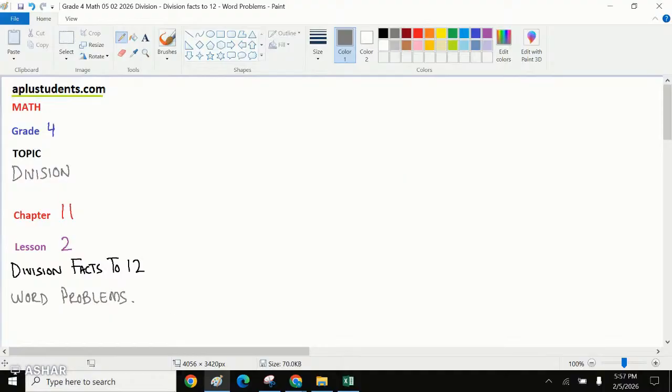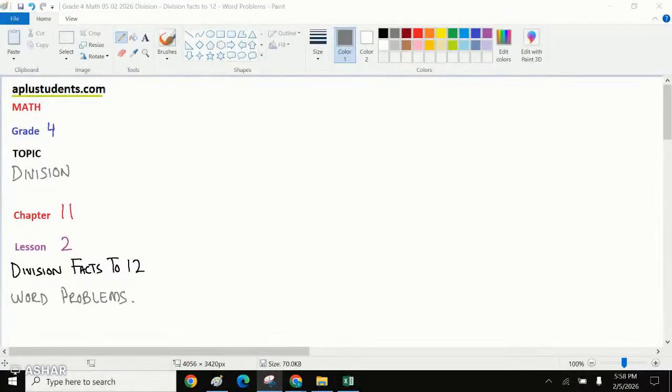So let's go to grade 4. We are in grade 4, chapter number 11, that is division, and lesson number 2. Previously we did questions related to this, right? Now we would be looking at word problems. So I'll just copy the first question.